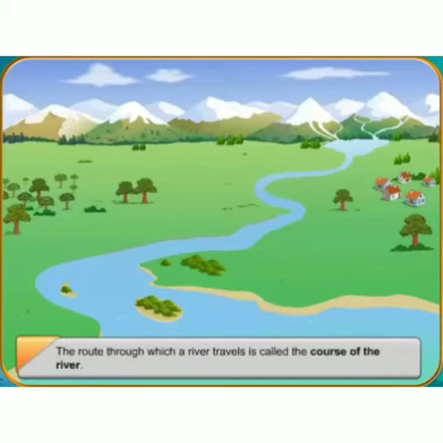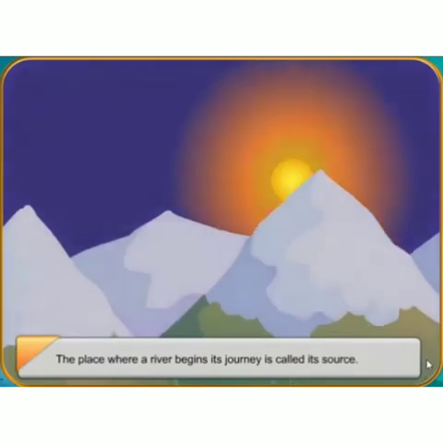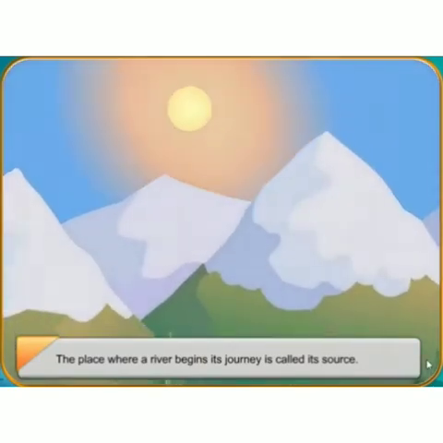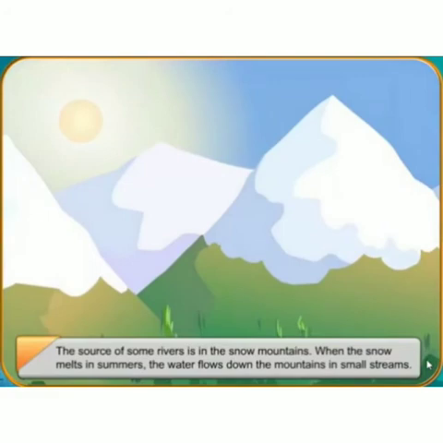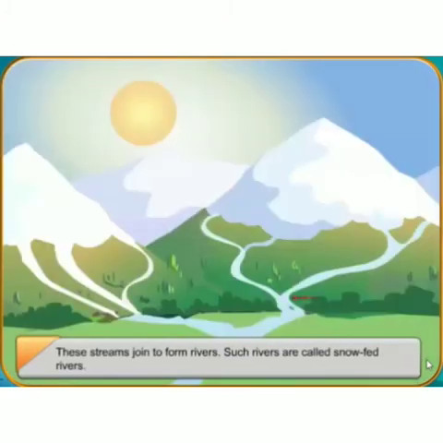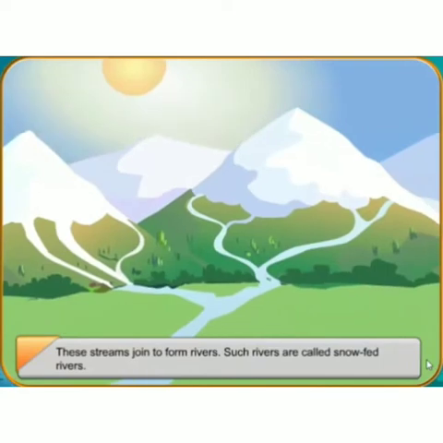The route through which a river travels is called the course of the river. The place where a river begins its journey is called its source. The source of some rivers is in the snow mountains. When the snow melts in summer, the water flows down the mountains in small streams. These streams join to form rivers. Such rivers are called snow-fed rivers.